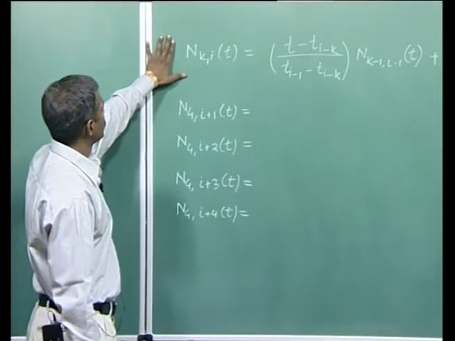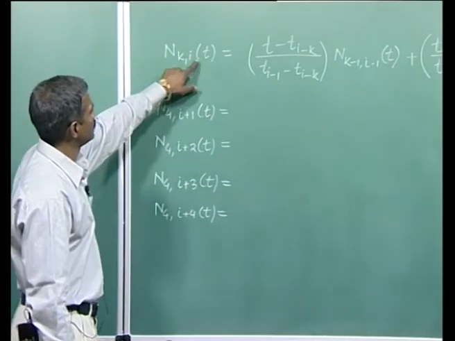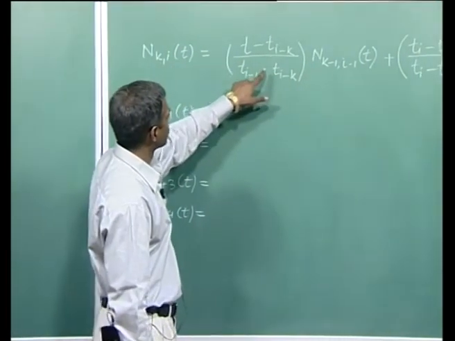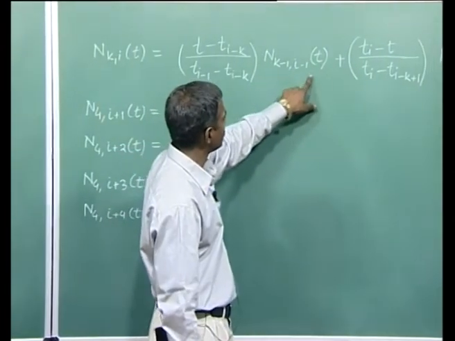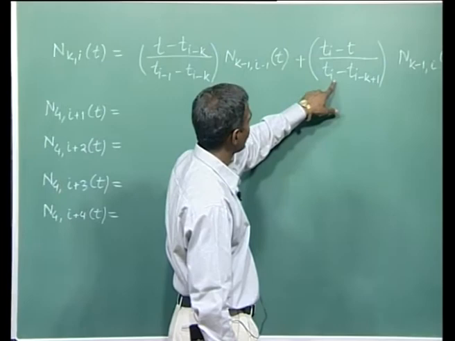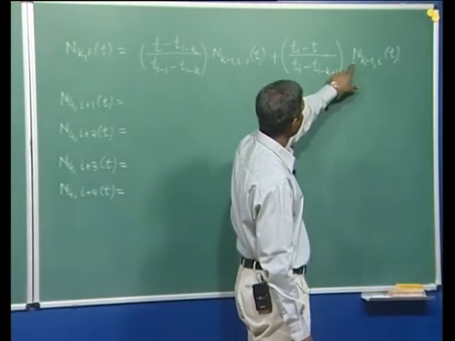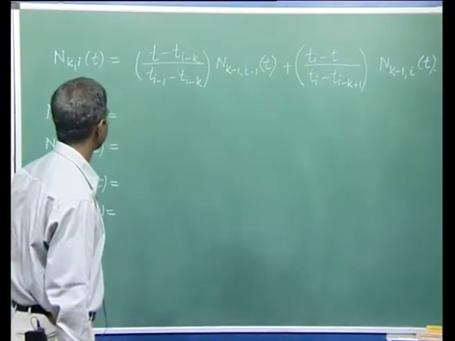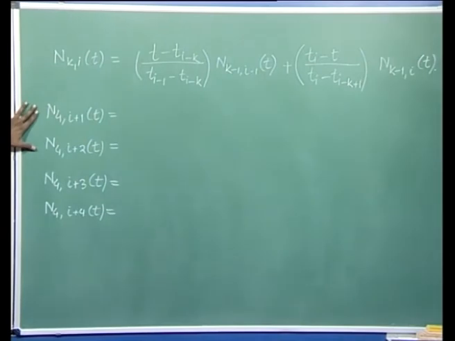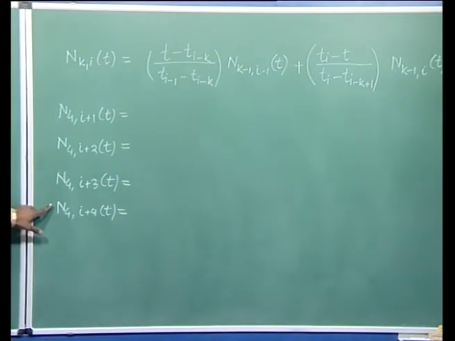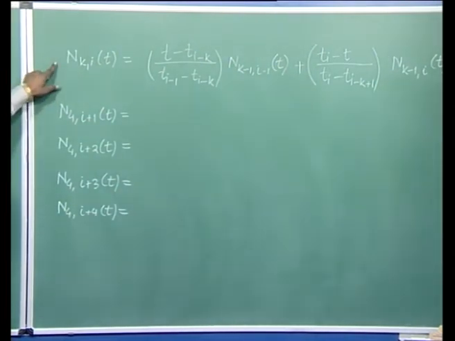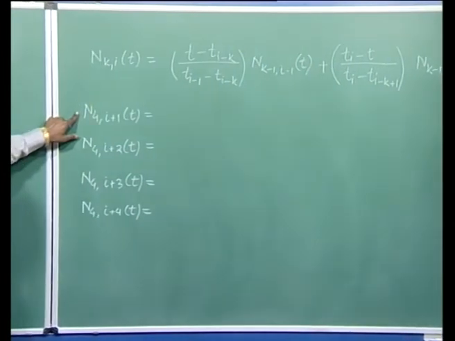We have the general recursion relation for N_i^k of t, and that is equal to (t minus T_{i-k}) over (T_{i-1} minus T_{i-k}) times N_{i-1}^{k-1} of t, plus (T_i minus t) over (T_i minus T_{i-k+1}) times N_i^{k-1} of t. We are interested in adding these 4 normalized basis functions, each of order 4: N_{i+1}^4, N_{i+2}^4, N_{i+3}^4, and N_{i+4}^4. Let's use this recursion relation to figure out what N_{i+1}^4 is first.